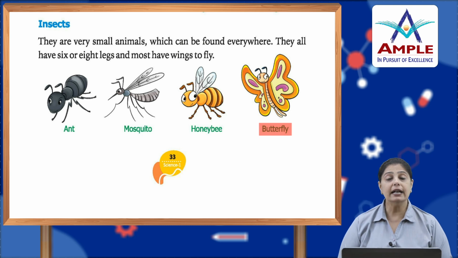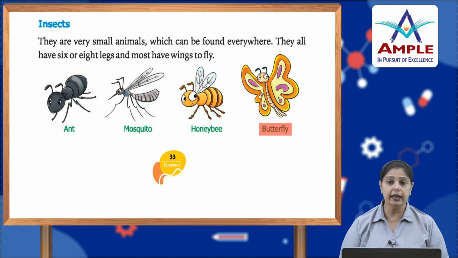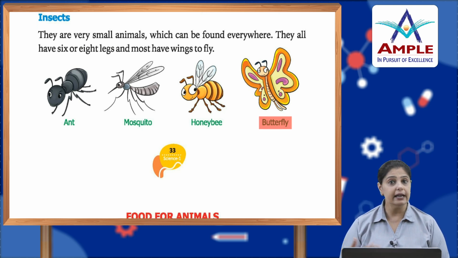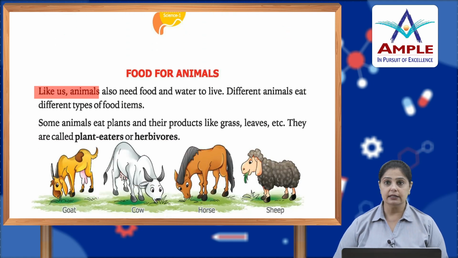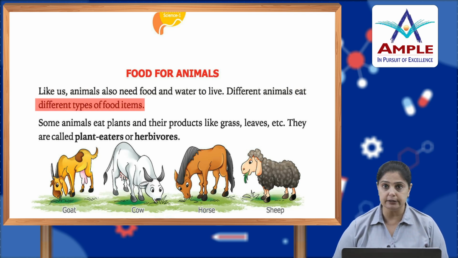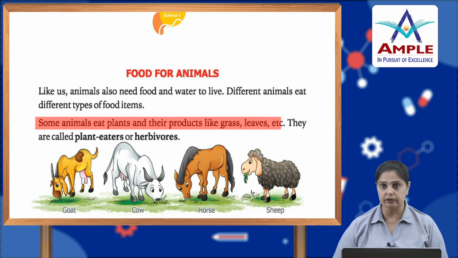Now, children, now that we know about all these different types of animals, do you think that animals need food? Yes, they do need food to survive. They need water also. Okay. So, now let's talk about the different food that these animals eat. Like us, animals also need food and water to live. Different animals eat different types of food items. Some animals eat plants and their products like grass, leaves, etc.